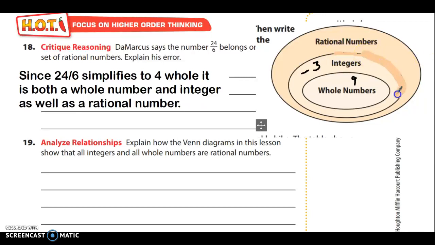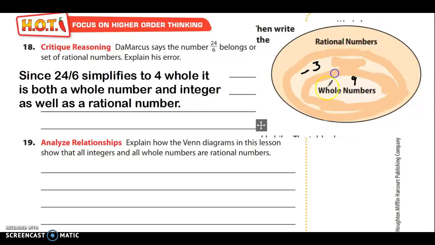I got rid of the integer circle, and I crossed off this word. Where is negative 3 now? Is negative 3 right here, inside the rational number circle? It is. And if I got rid of this circle right here, now I just have one oval, and 9 and negative 3 are both inside the rational numbers circle.